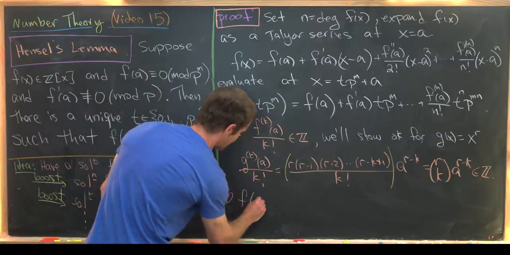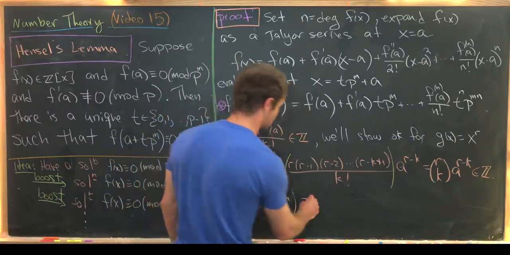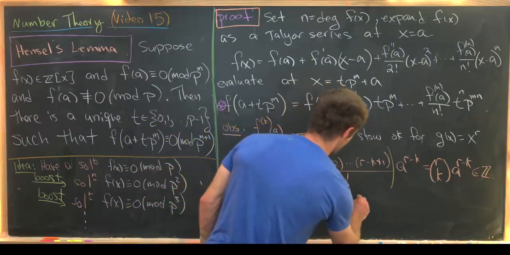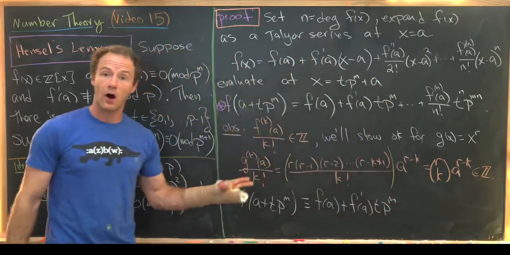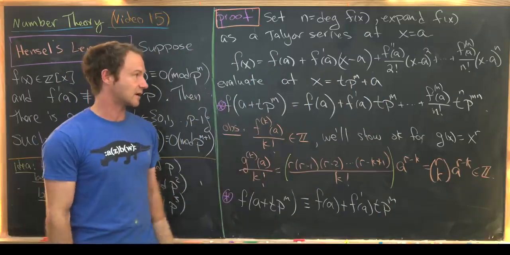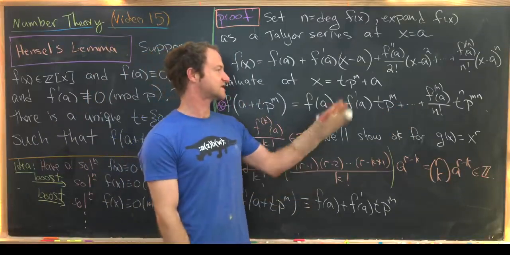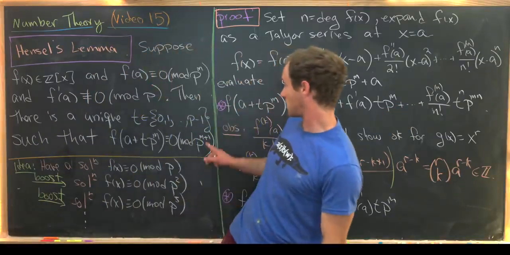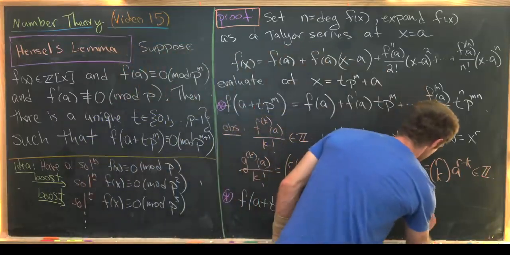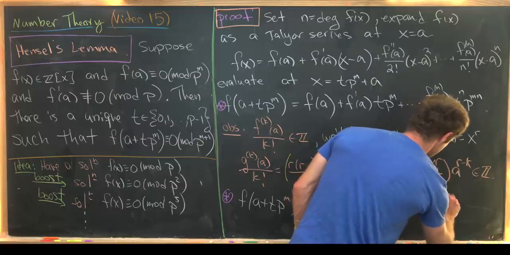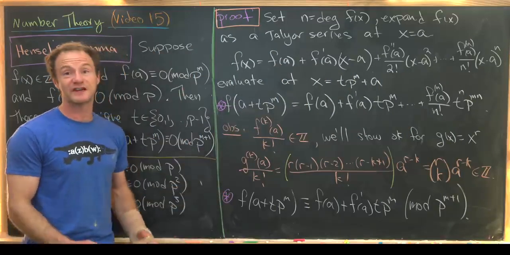So let's notice that f of a plus t times p to the m will be congruent to f evaluated at a plus f prime evaluated at a times t times p to the m. All the other powers of p will disappear because the next smallest is p to the 2m, which is larger than m plus 1, so that means it's 0 mod p to the m plus 1. So let's just note here that we're working modulo p to the m plus 1. Okay, so let's summarize what we've got at the top, and then we'll finish this proof off.